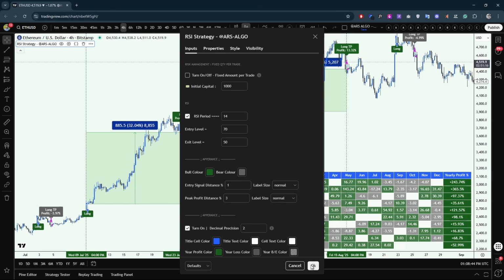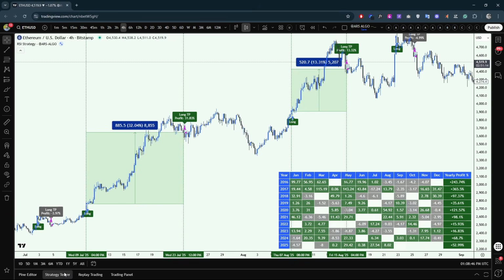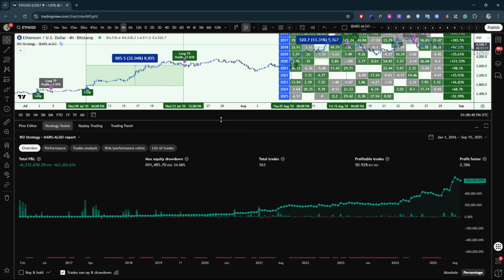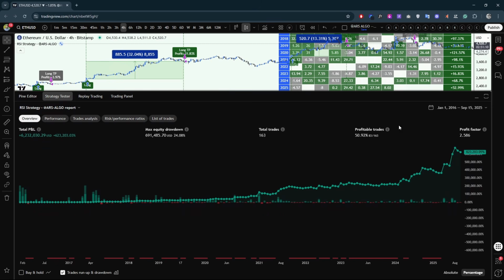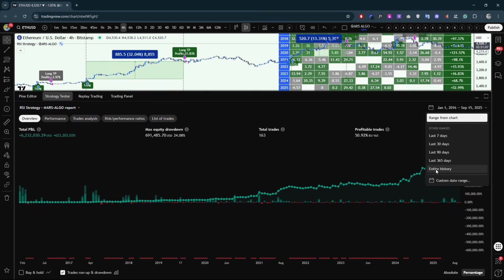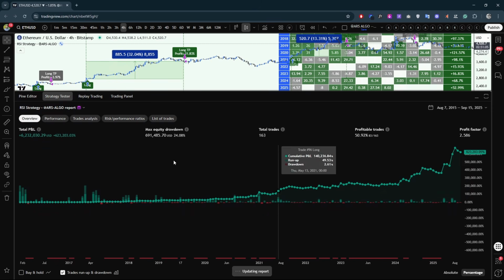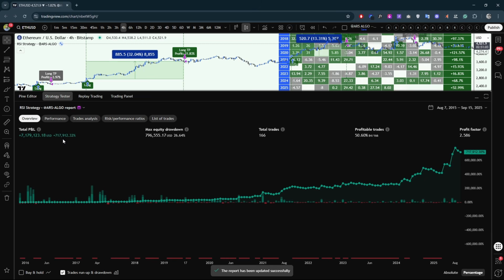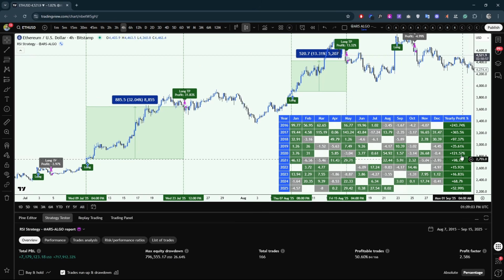We are using this setting. Okay, now let's check the backtesting result of this pair from the entire history, and here we can see almost 7000x profit. The main thing is that you can notice that every year is profitable.